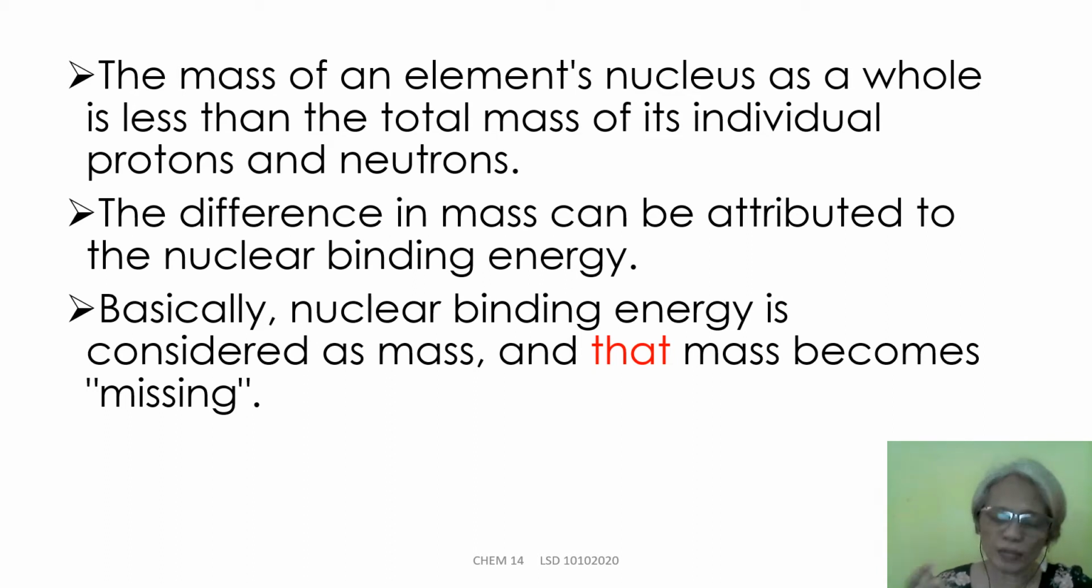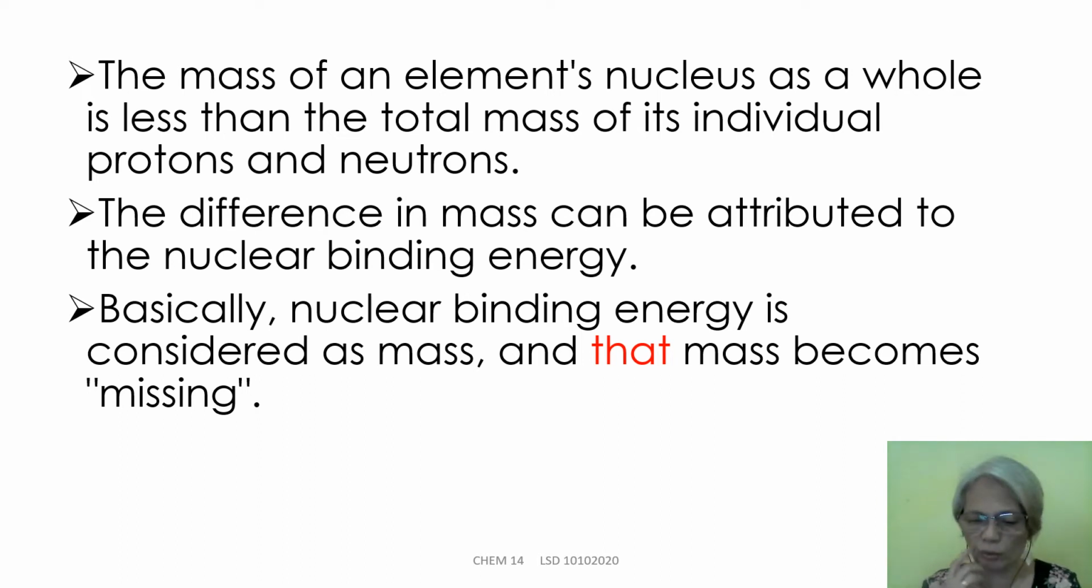Now, the mass of an element's nucleus as a whole is less than the total mass of its individual protons and neutrons. What does this mean? For example, the element sodium, element number 11, has an atomic number of 11, which means it has 11 protons inside the nucleus. It has a mass number of 23, meaning it has 23 minus 11, 12 neutrons. So inside the sodium nucleus are 11 protons and 12 neutrons.